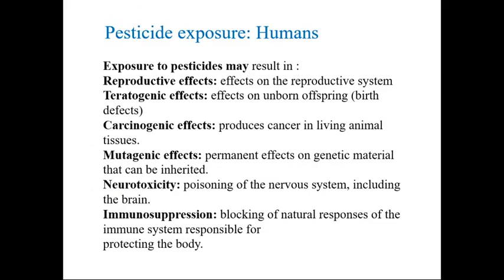So what are the deleterious or detrimental effects to humans? It can result in reproductive effects. It can result in teratogenic effects, that means in the unborn offspring. It can cause cancers of different tissues. It can cause mutations in the genetic material. It can be neurotoxic, that is poisoning the nervous system. And it could also be an immune suppressor, that means blocking the natural response of the immune system.